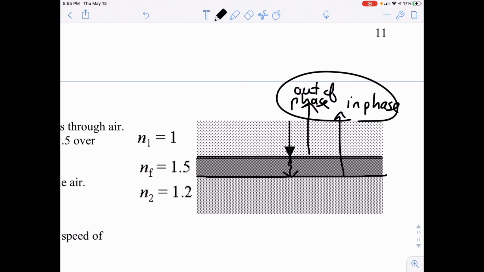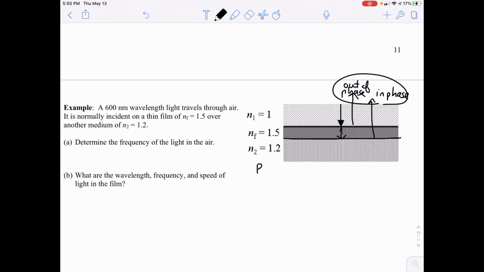How do these compare? Reflections are out of phase with each other.